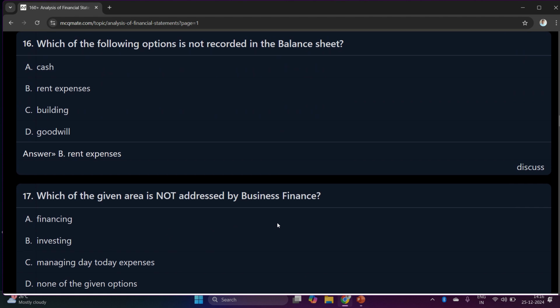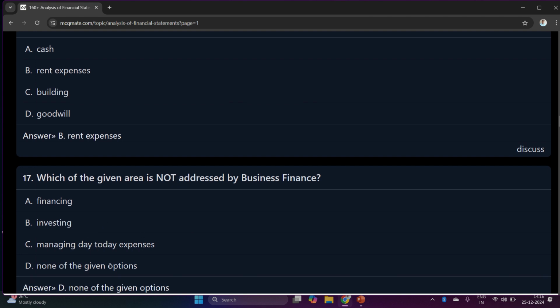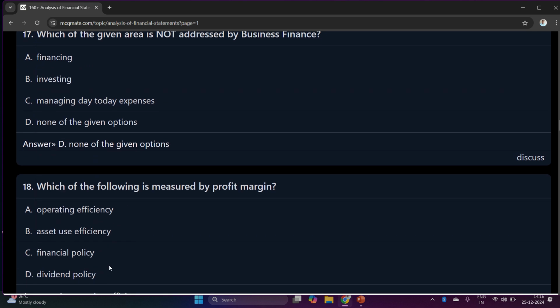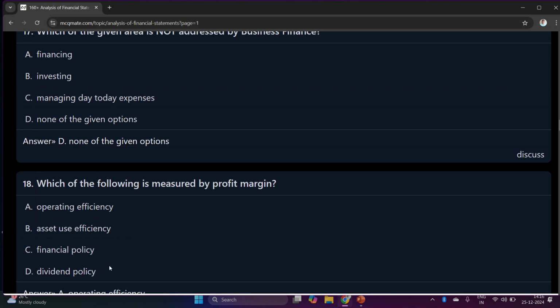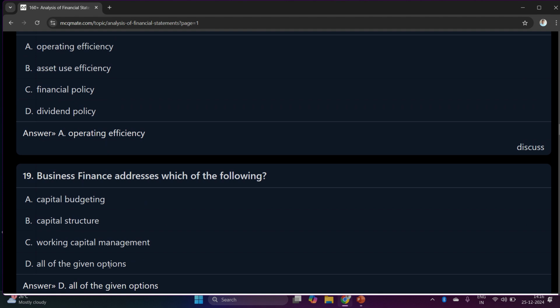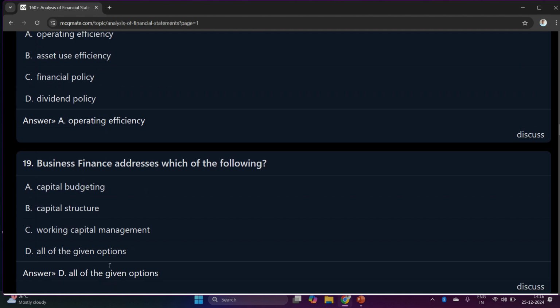Which of the given areas is not addressed by business finance? Financing, investing, managing data: all three are addressed in business finance. So option D is the right answer. Which of the following is measured by profit margin? Operating efficiency is measured by the profit margin. Business finance addresses which of the following? Capitalization, capital, all of the given options.